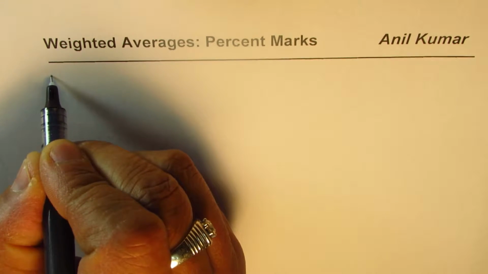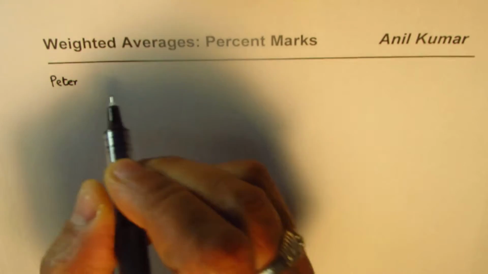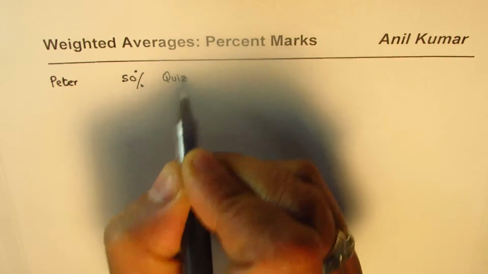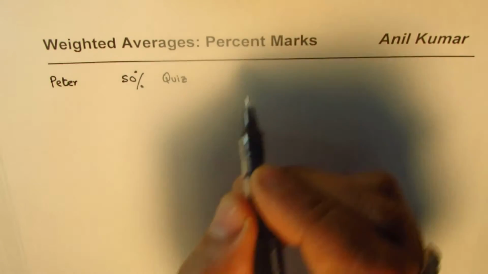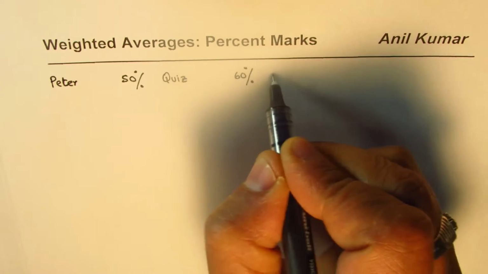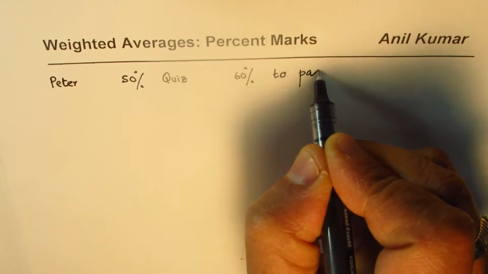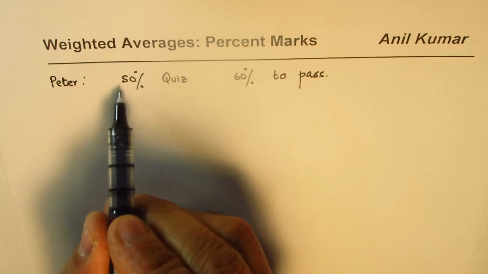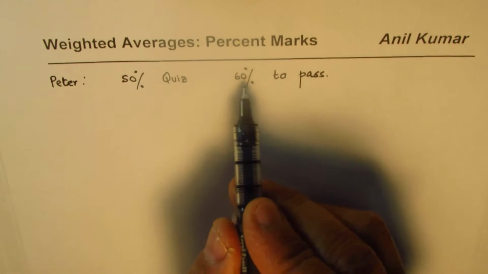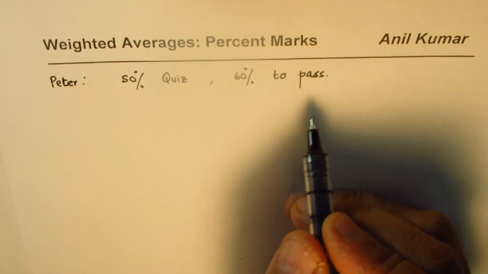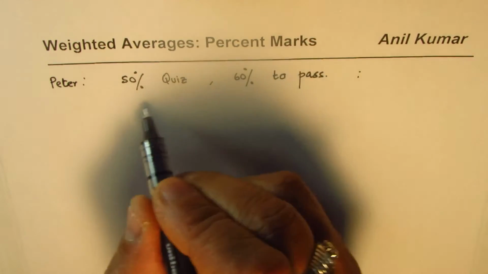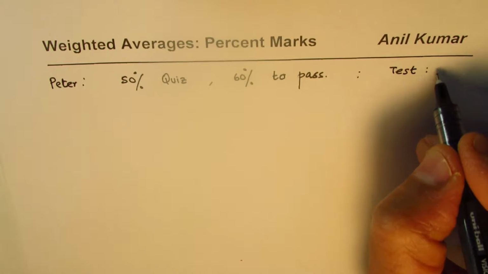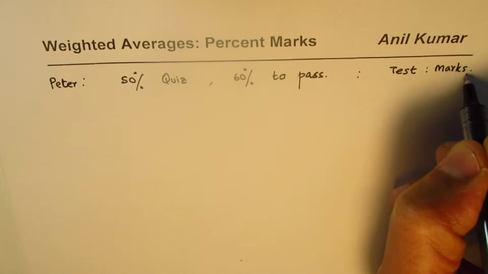Let's say Peter scores 50% marks in the quiz and he needs 60% to pass. Right? Now that is the scenario. Peter scored 50% in the quiz and he needs 60% to pass. Then how much marks should he score in the test? That is the kind of question. So we need to find the marks to be scored in the test.